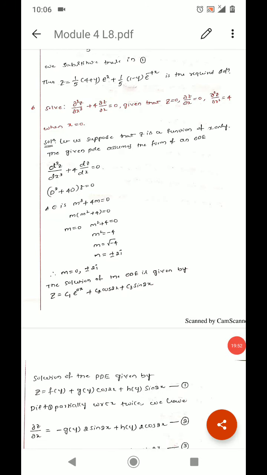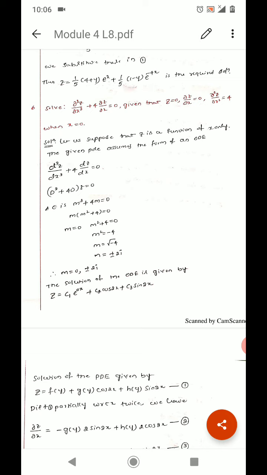So suppose in the given differential equation the function z is a function of x only. Therefore, the partial differential equation becomes an ordinary differential equation. We can write this as d cube z by dx cube plus 4 into dz by dx equal to 0. So that is (d cube plus 4d) of z is equal to 0. So the auxiliary equation becomes m cube plus 4m equal to 0.